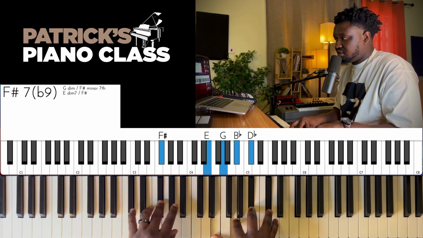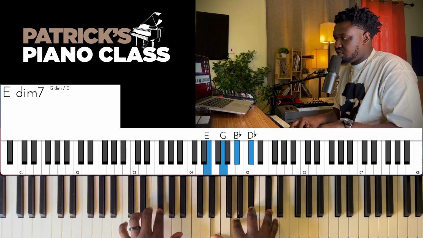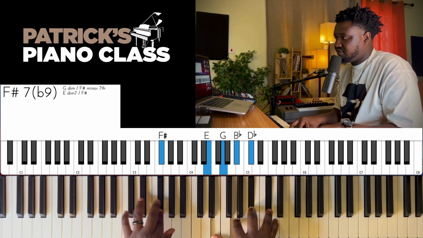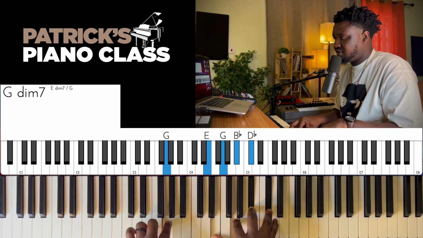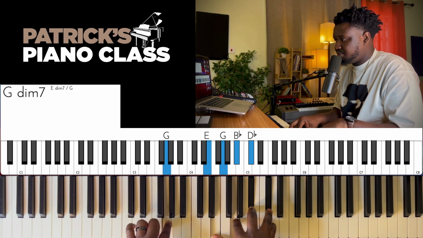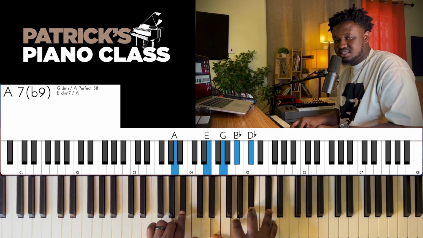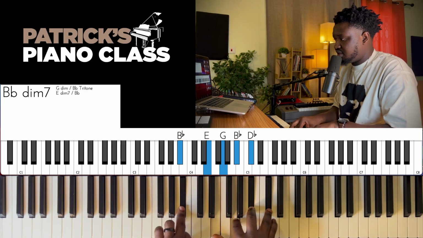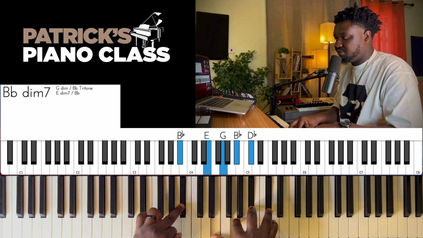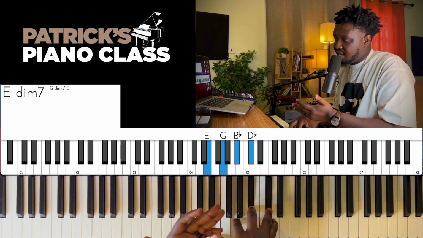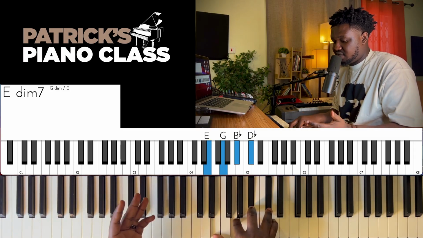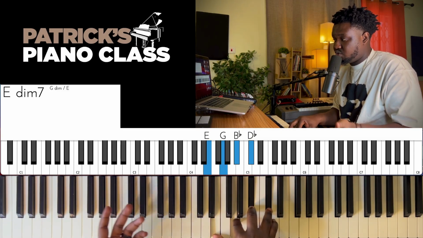The fourth, is it the fourth mode? 1, 2, 3, 4. So the fourth mode is going to give us the same 7 flat 9. If we move to the fifth mode, it's going to give us another diminished chord. If we move to the sixth mode, same 7 flat 9. If we move to the seventh mode, it's going to give us a diminished chord. So this is why they say this scale is symmetrical. Or this is why I said all the chords repeat itself.